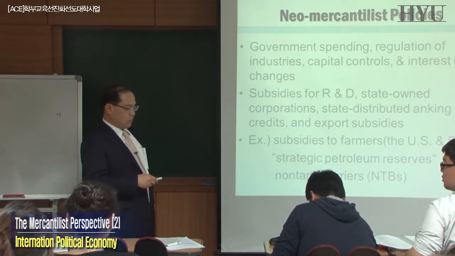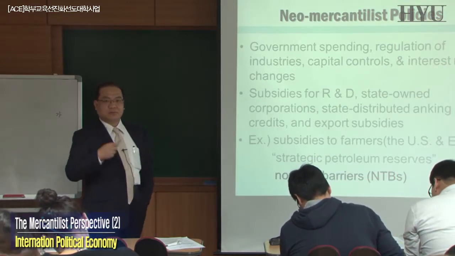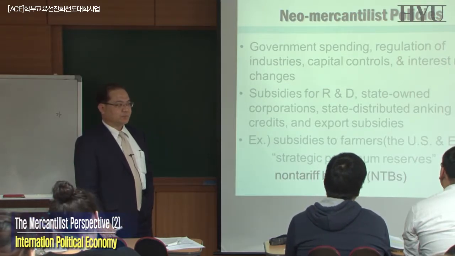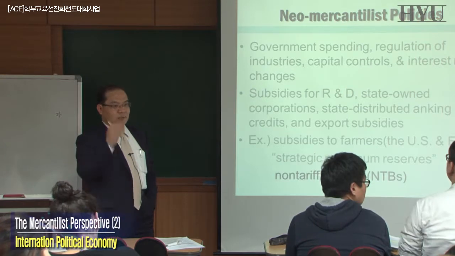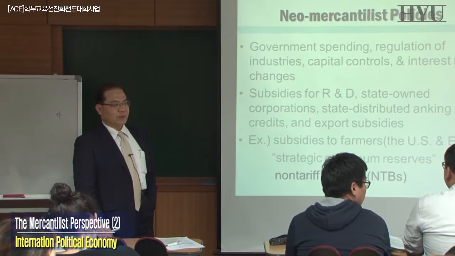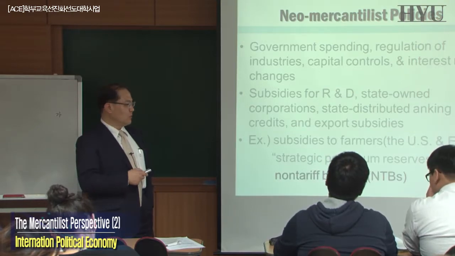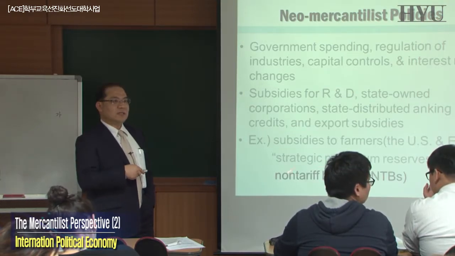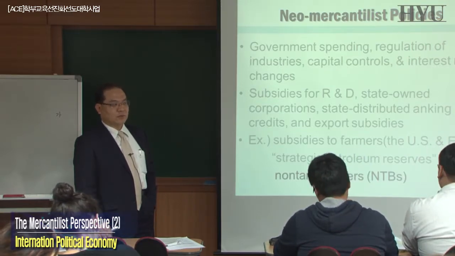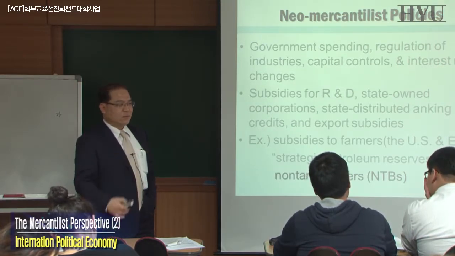And another example of neo-mercantilist policy: NTB, non-tariff barriers. This is the difference between pre-70s and after the 70s. After the 70s, countries resort more to this type of unseen, hidden protectionist measures, right? Non-tariff barriers. This is a euphemism. Non-tariff barriers.